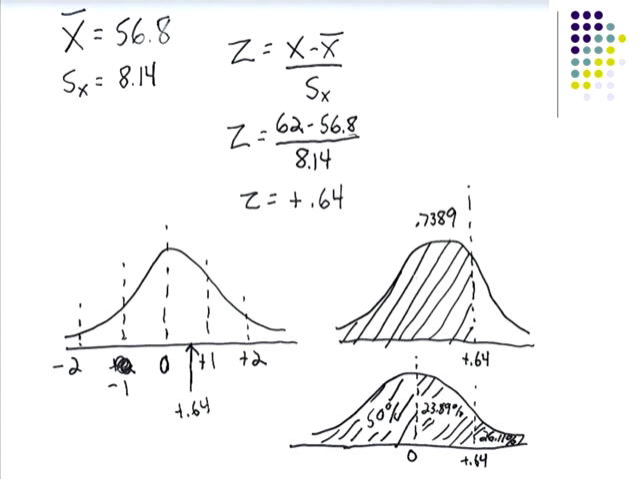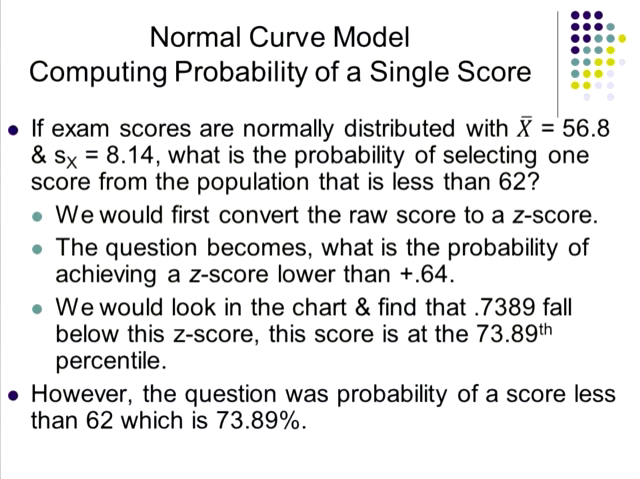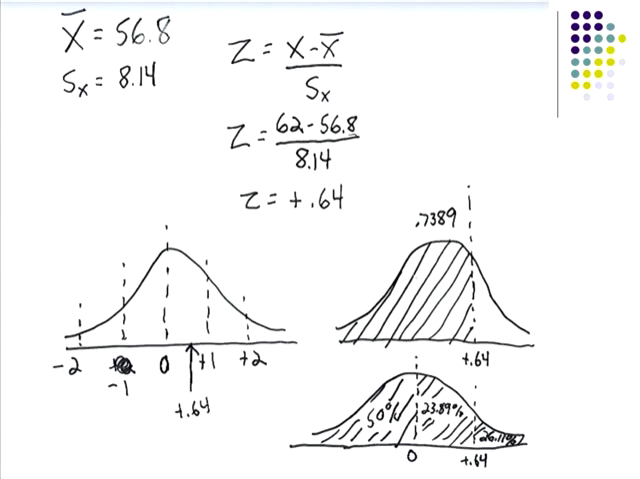And so going back to the question, it was asking us what is the probability. And so we could say the probability of getting a score less than 62 is 73.89%, okay? Which is literally this number.